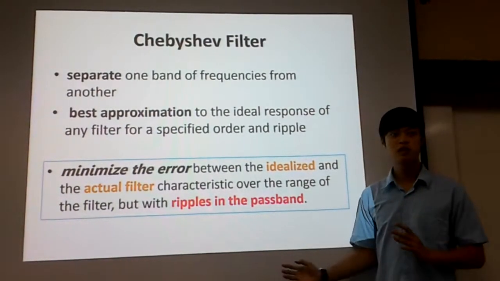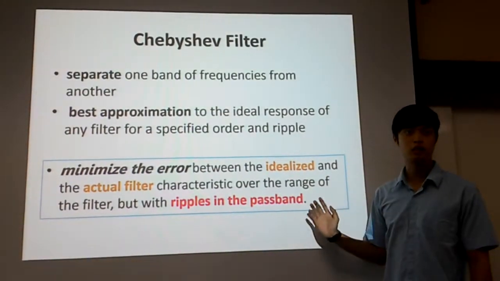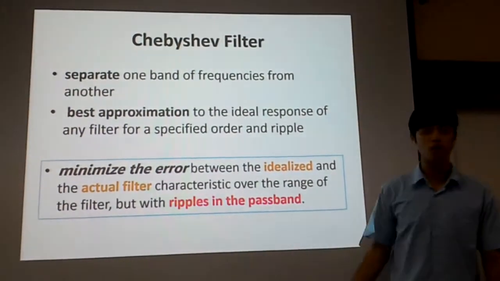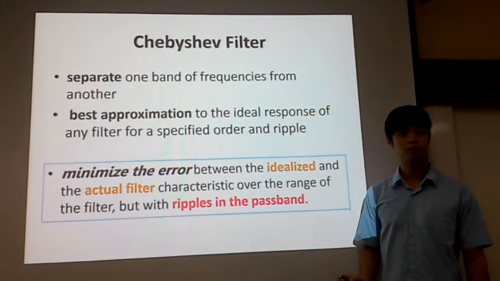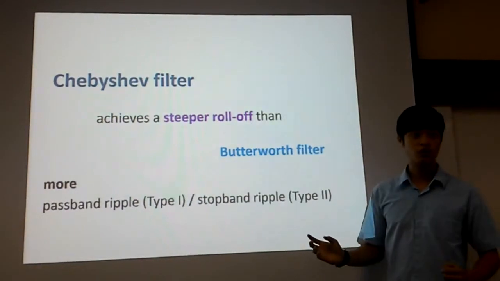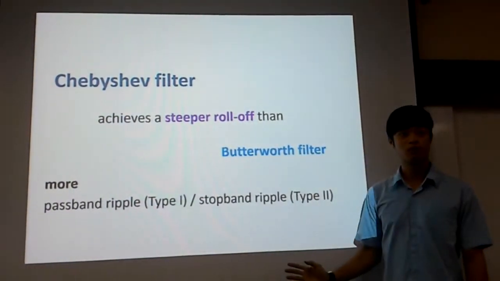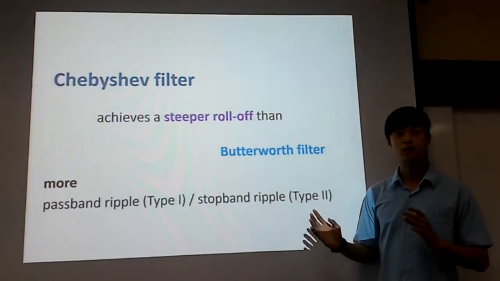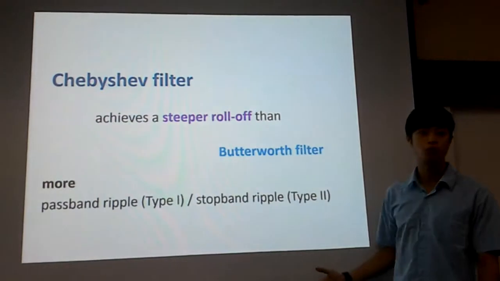To put it in other words, a Chebyshev filter can minimize the error between the idealized and the actual filter characteristic over the range of the filter, but with ripple in the passband. And a Chebyshev filter achieves a steeper roll-off than the Butterworth filter. Thus, it has passband ripple, which is type 1, and stopband ripple, which is type 2.